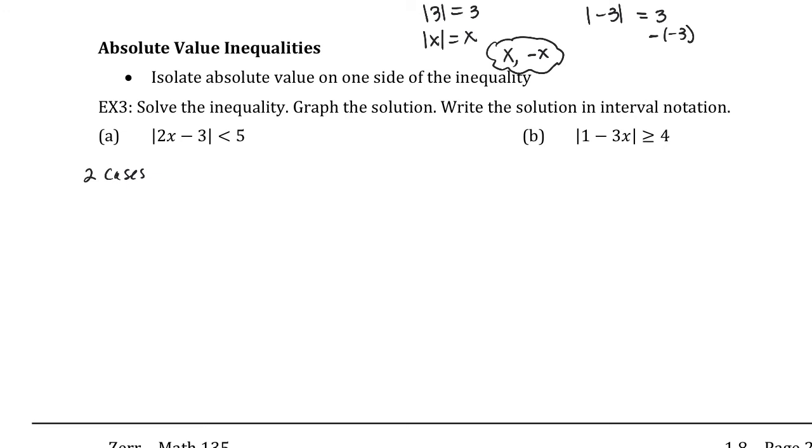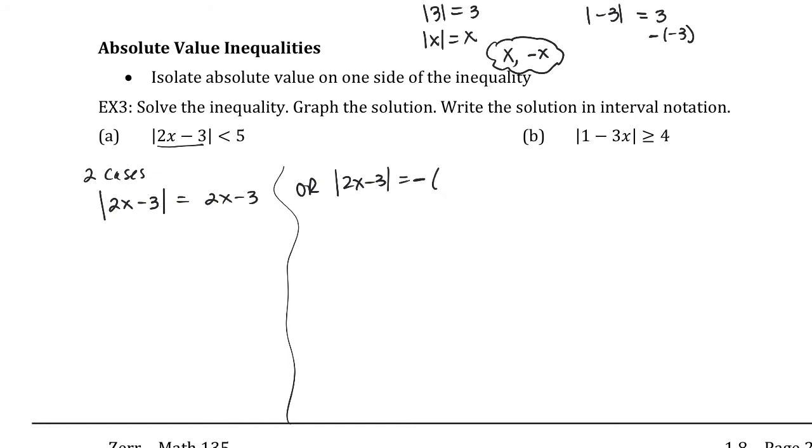So we either have, if what goes in here is positive, then what comes out is the same as what went in. That's case 1. Or you could have x minus 3. If what went in is negative, then what comes out is the opposite of that, 2x minus 3. So 2x minus 3 is either less than 5, or the opposite of 2x minus 3 is less than 5. Okay, so let's go ahead and solve those.